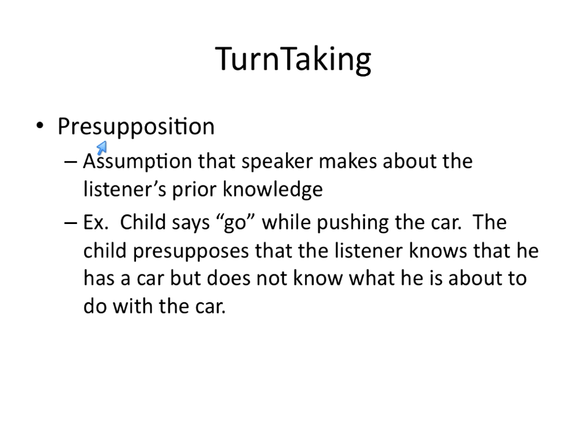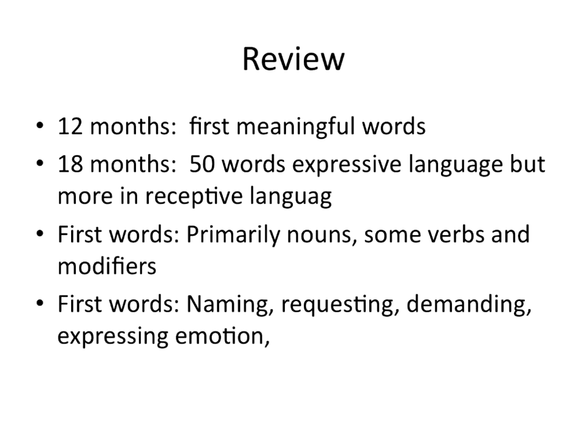And if a child has presupposition, then generally a child is able to do the pragmatic function of turn taking. That you do something, I do something. You understand something, and I understand something back. Turn taking. So here's a review of the ages: 12 months, 18 months. At 12 months, first meaningful words. By 18 months, the child should be able to do 50 expressive words, but should have more in receptive language. Now, these are normal children.